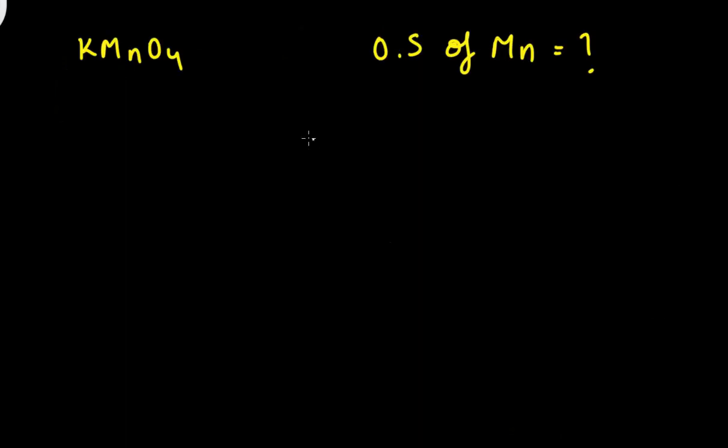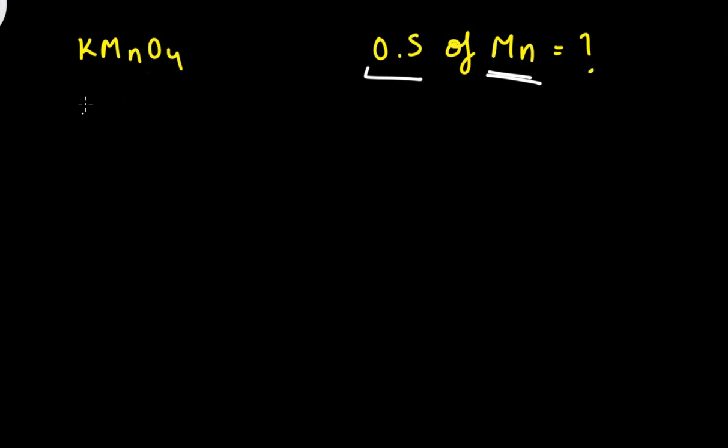Our first molecule is KMnO4. Here you have to find the oxidation state or oxidation number of manganese. Before we start calculating, let's make some things clear. Whichever element you are choosing to calculate the oxidation number for, take the oxidation number as X and write down the other oxidation numbers from the rules that we have completed in the previous video. Let's start.